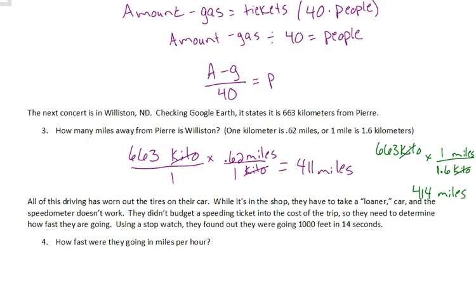All right, one more. It says all of this driving has worn out the tires on their car. While it's in the shop, they have to take a loaner car, and the speedometer doesn't work. They didn't budget a speeding ticket into the cost of the trip, so they need to determine how fast they're going. That way they can just stay at that speed. Using a stopwatch, they found out that they were going 1,000 feet in 14 seconds. Well, the question is, how fast were they going in miles per hour?